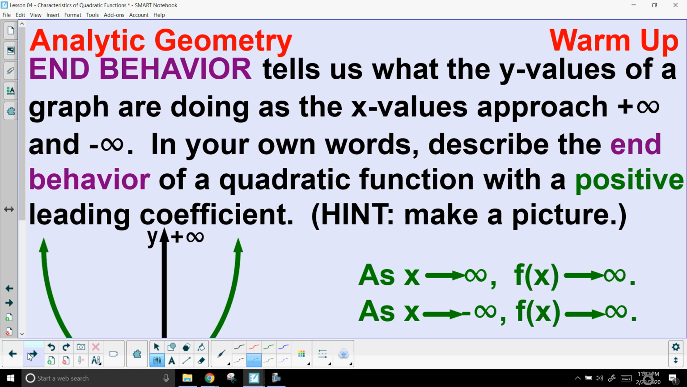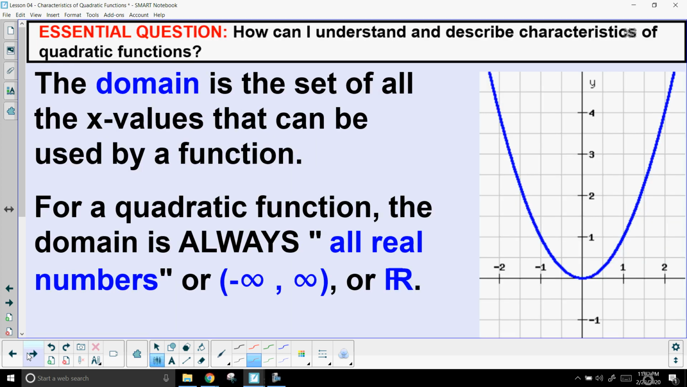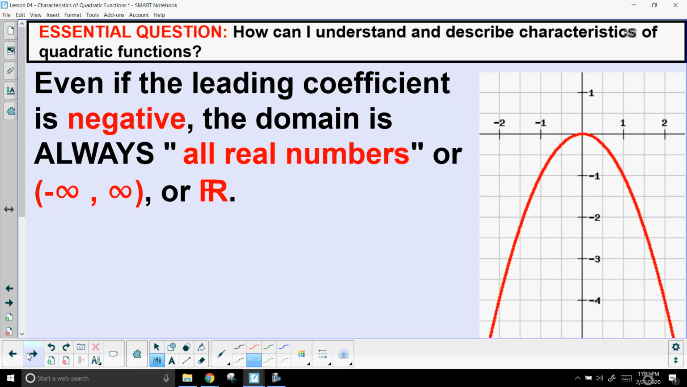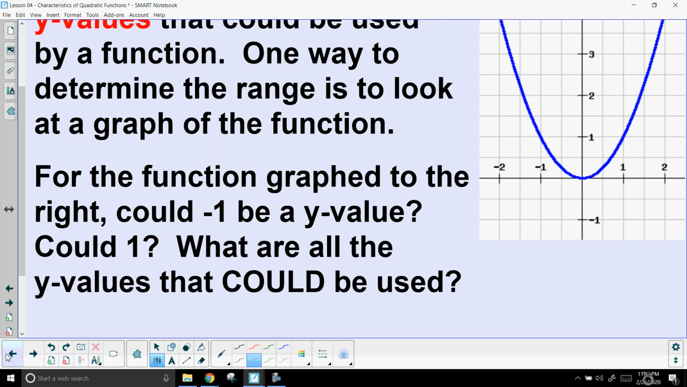It's in here. This is just me recapping domain. Again, all real numbers mostly. Even when it's negative, still all real numbers. Range, we discussed how, low, high, greater than. Here comes an important thing.